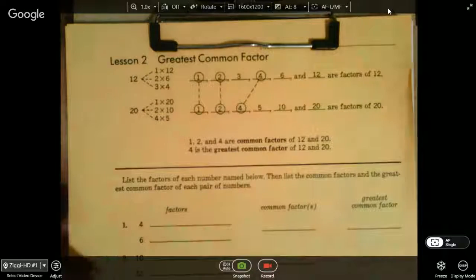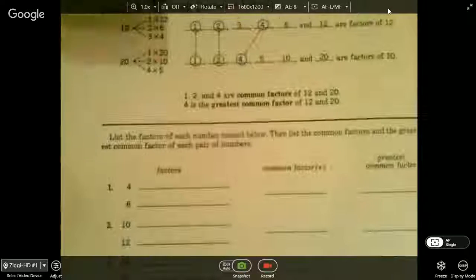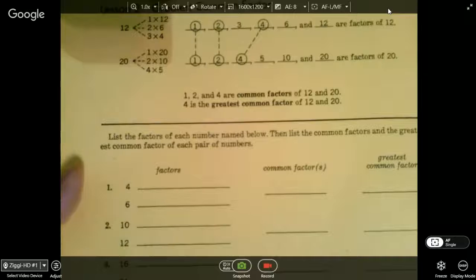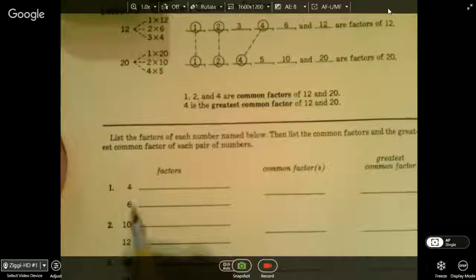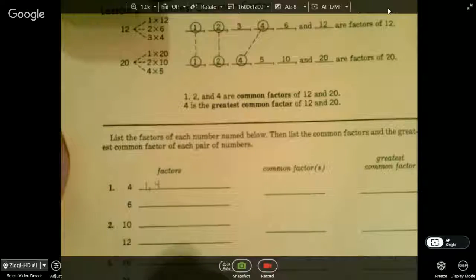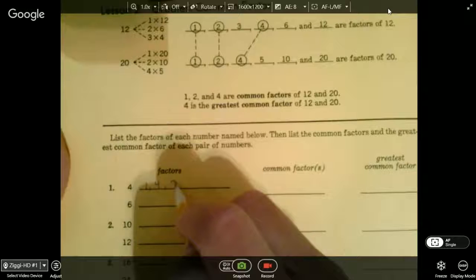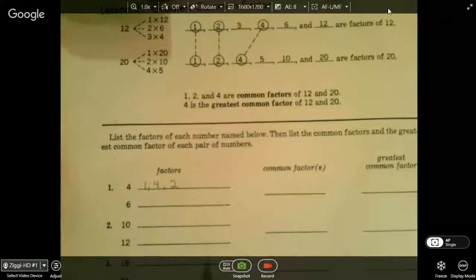Okay, let's do number 1 on the handout. So in number 1, you are trying to find the greatest common factor between 4 and 6. So go ahead and list your factors of 4. Okay, start with 1. 1 times 4. Move up to 2. 2 times 2. So you have 1, 4, and 2 as factors. And that's the end of your list.